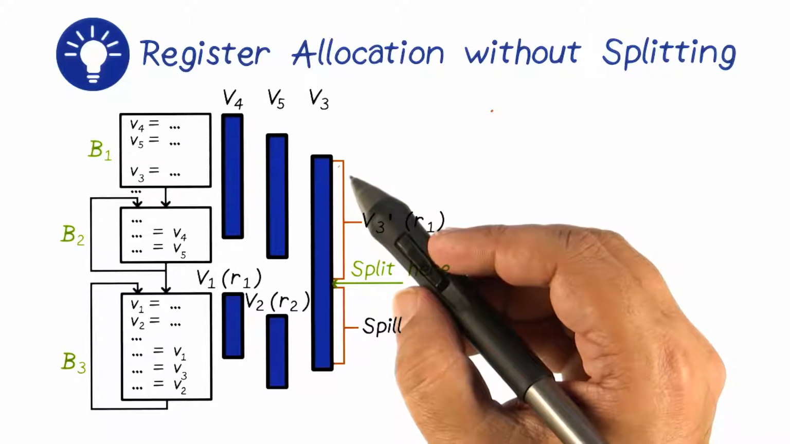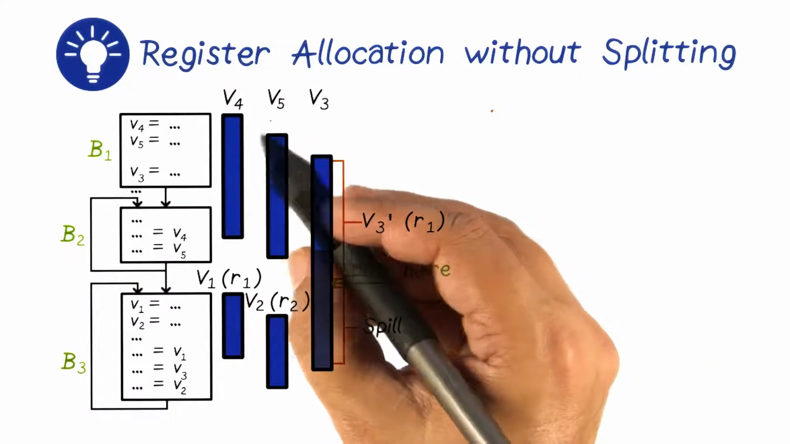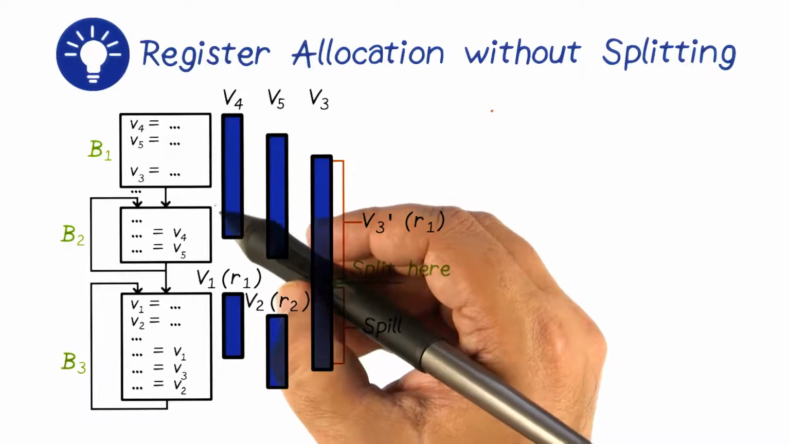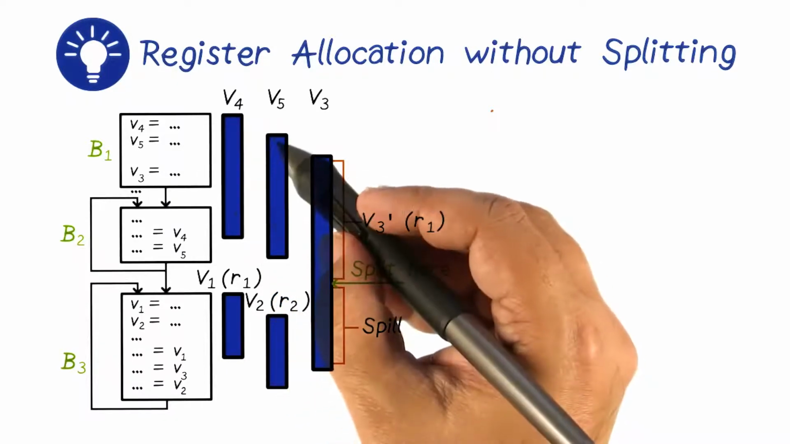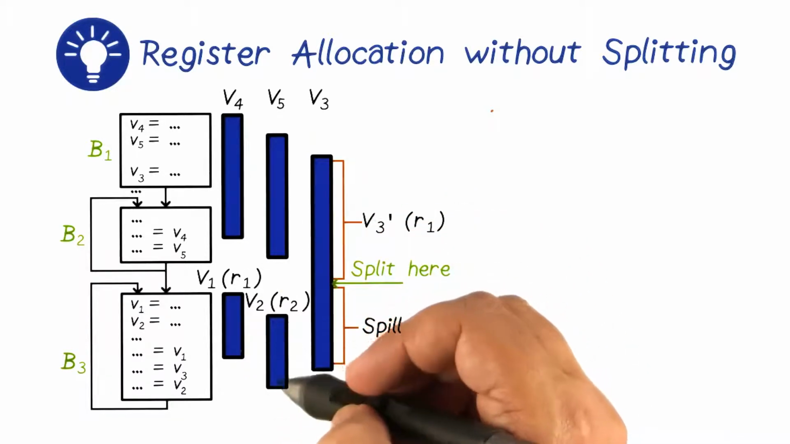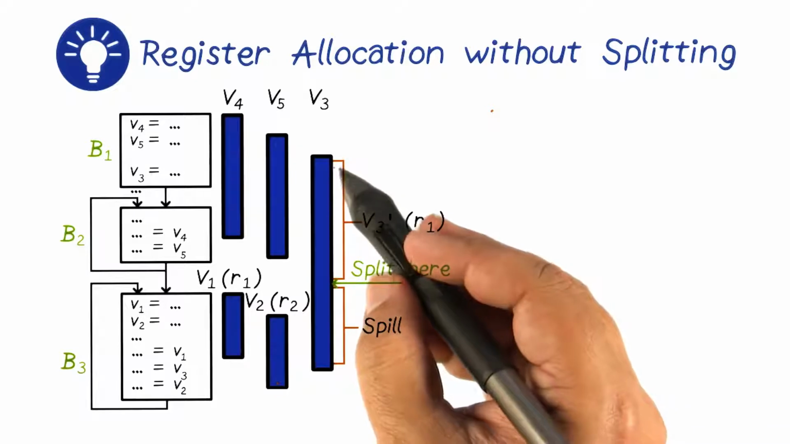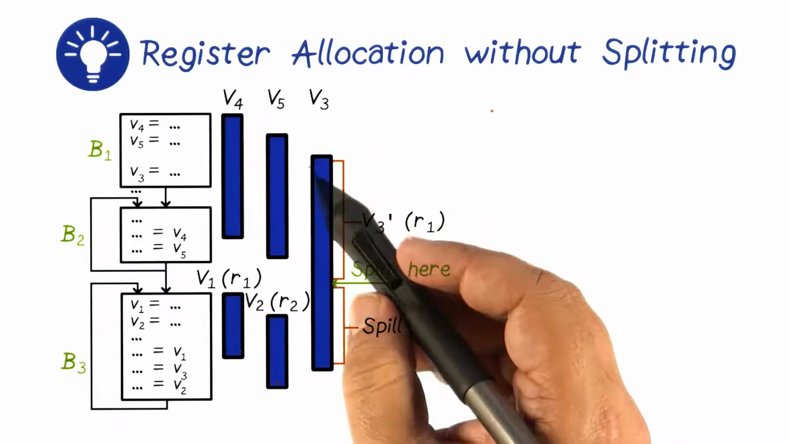Let us look at another example here in which we have an interference and we have availability of register for partial ranges here. So again, what we have here is different ranges which are spanning through a simple control flow graph here. V4 spanning from here to here, V5 spanning from here to there, V1 spanning from here to here, V2 going from here to here, and then finally we have a long range V3 which spans across all these different ranges.